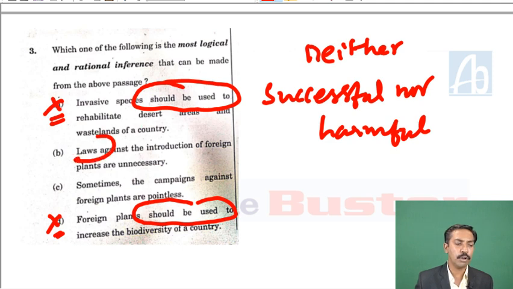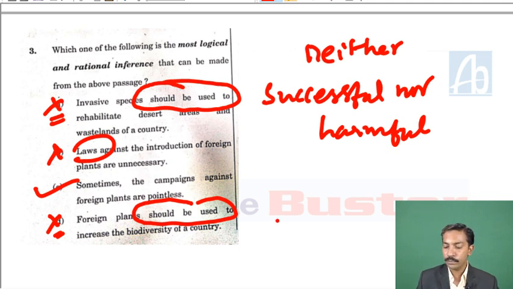There is no reference to loss. Answer is option C: sometimes the campaigns against foreign plants are pointless. This looks to be valid because throughout the text, the author says that the invasive species are not much of a nuisance. He says that the flood of newcomers drives no native species to extinction. This seems to justify that there's no need for us to worry about foreign plants. So option C is the answer for the third question.